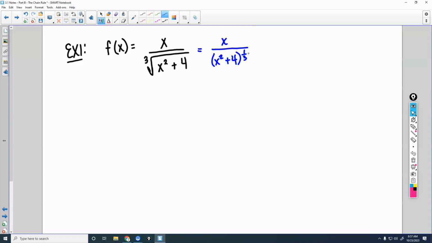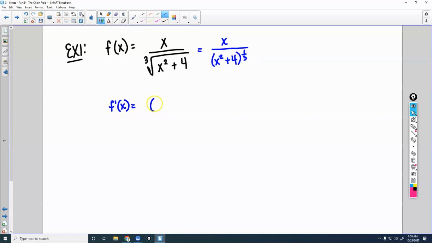You can use quotient rule for this, or you can move that up to the top and use a negative exponent and use product rule. So I'm going to do the first one with quotient rule, and then we'll do the second one using that product rule so you guys can see the difference between the two and decide which one you like to do better. The way you simplify is a little bit different, but it's going to give you the same answer in the end.